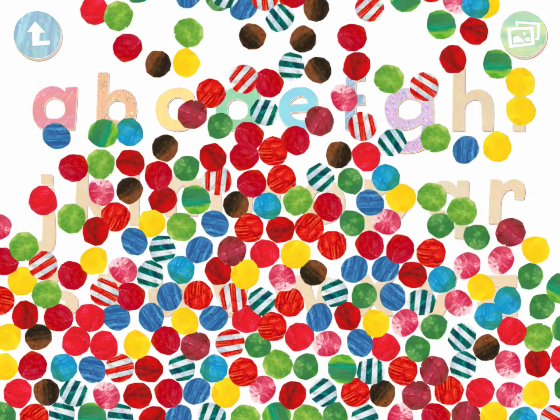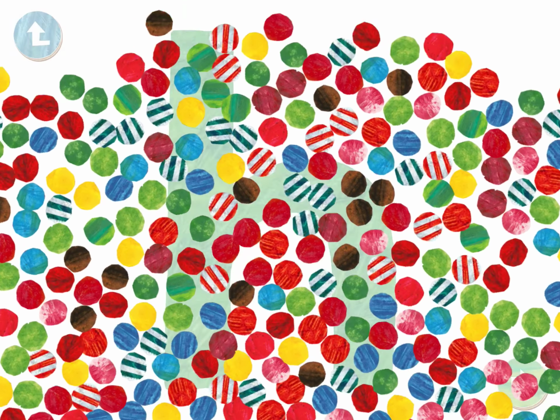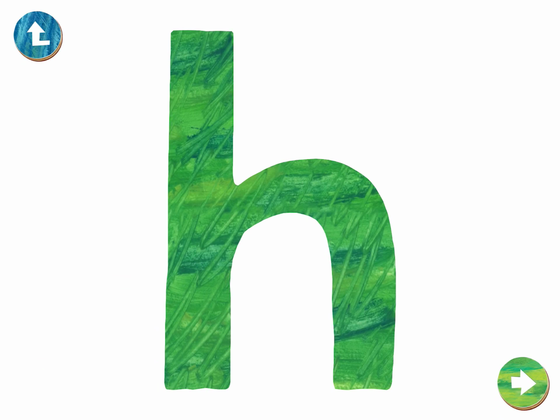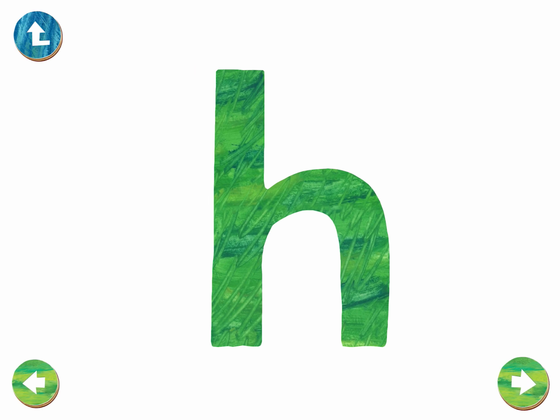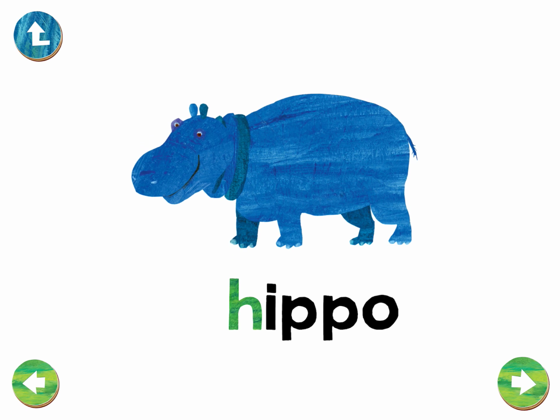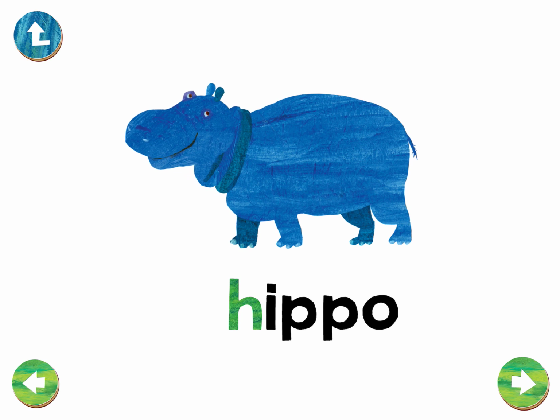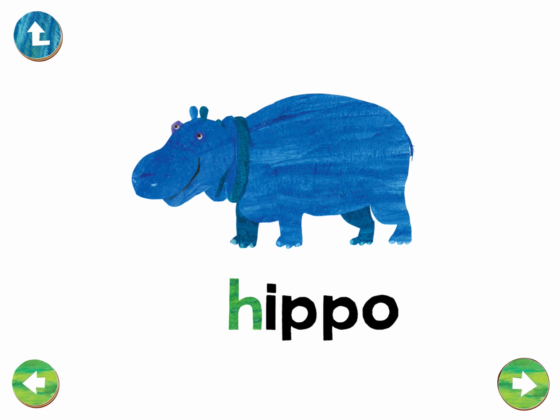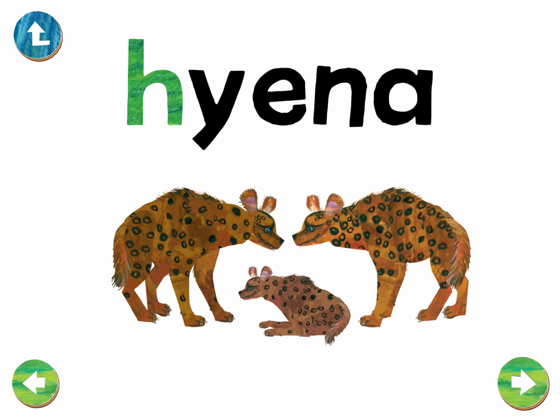H. This is the letter H. H makes the sound H. H is for hippo. H is for hyena.